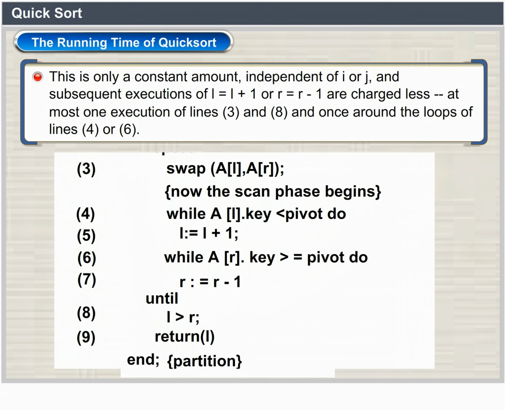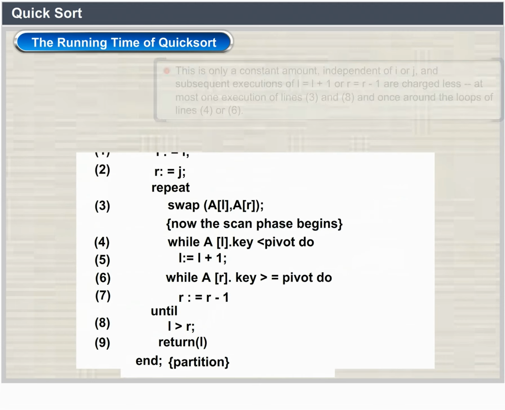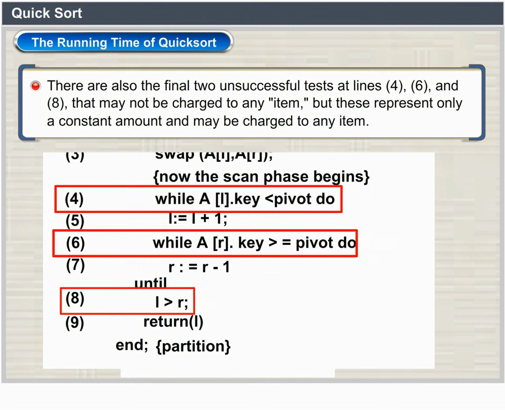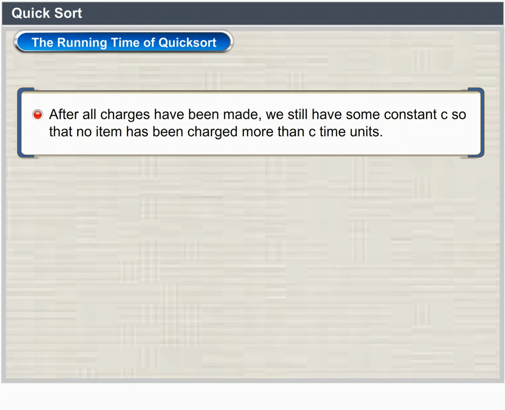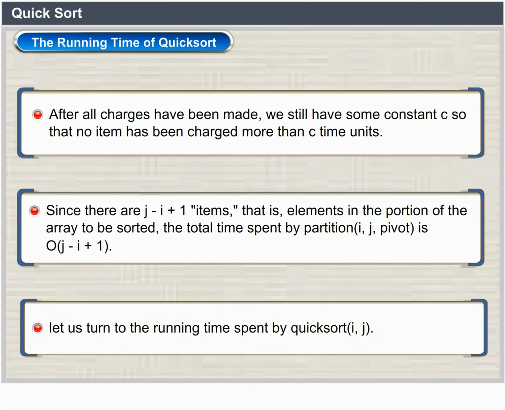Subsequent executions of L equals L plus 1 or R equals R minus 1 are charged less, at most one execution of lines 3 and 8 and once around the loops of lines 4 or 6. There are also the final 2 unsuccessful tests at lines 4, 6 and 8 that may not be charged to any item, but these represent only a constant amount and may be charged to any item. After all charges have been made, we still have some constant C so that no item has been charged more than C time units. Since there are j minus i plus 1 items, that is, elements in the portion of the array to be sorted, the total time spent by partition of i, j, pivot is big O of j minus i plus 1.